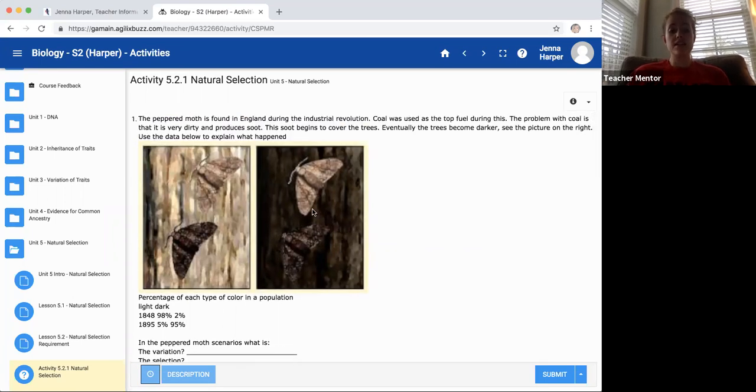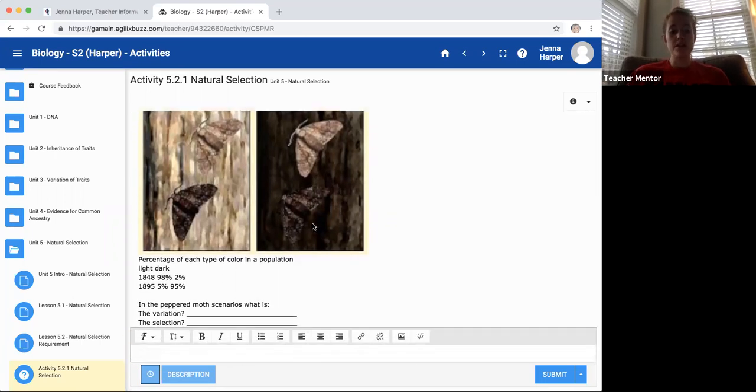So the question asks, in the peppered moth scenario, what is the variation? What is our variation between these two moths? I see they're the same size, the same shape, probably the same weight, et cetera, and they look like the same species. The only difference I can see is the color. So the variation in this is the color between the two moths.